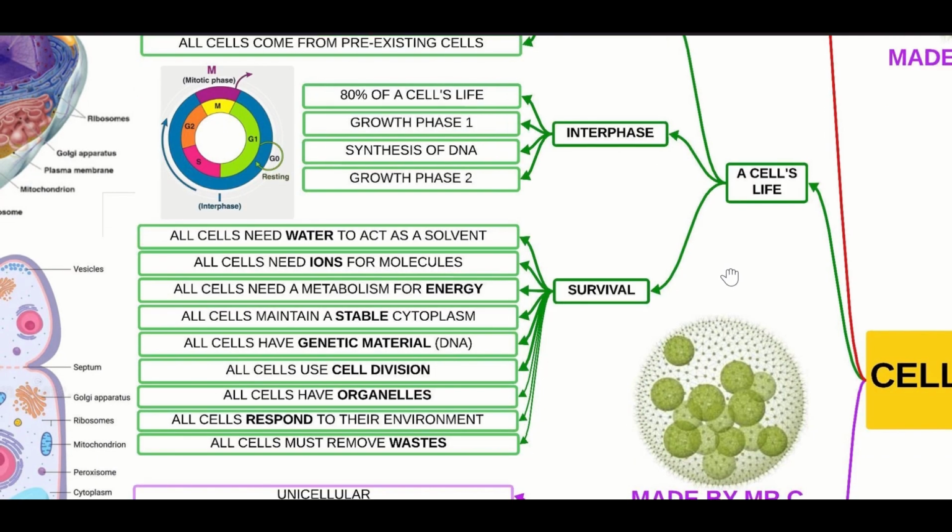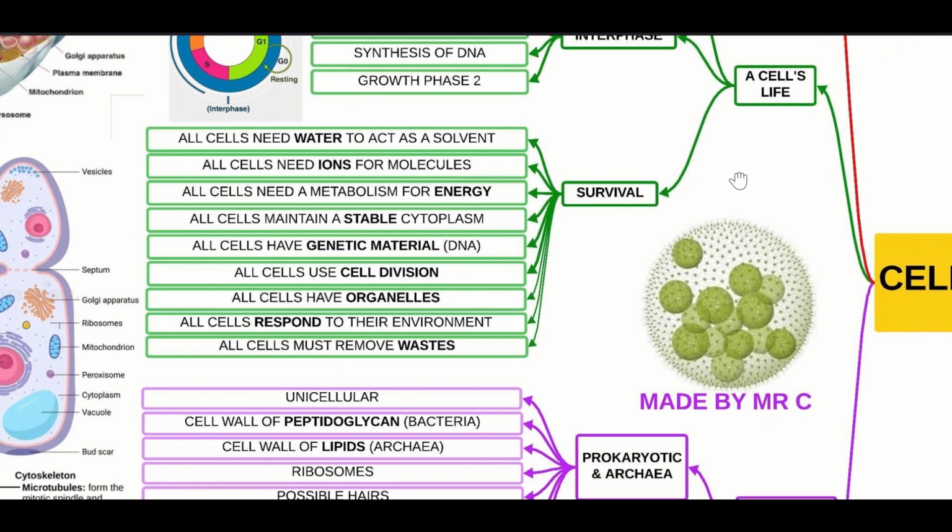Now, what characteristics do cells need to survive? All cells need water. In fact, 65 to 75% of a cell is composed of water, and it's because it's a solvent for all of the molecules inside cells. All cells need ions to make molecules. All cells need a metabolism to make energy. All cells need to maintain a stable cytoplasm for homeostasis.